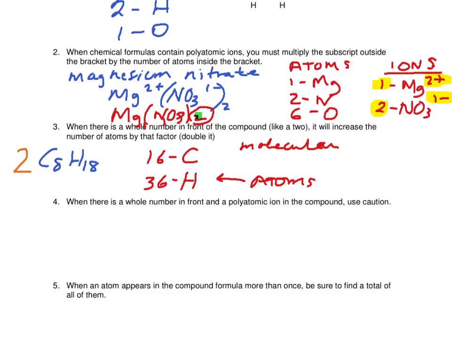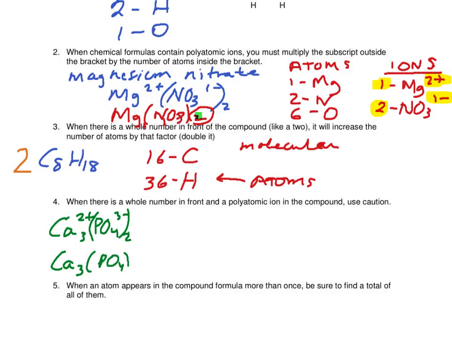Okay, number 4. When there's a whole number in front of the polyatomic ion in the compound, you've got to be careful. So, let's say we had a compound, calcium phosphate. Very common chemical compound. So Ca is a 2+, and phosphate is a 3-. Therefore, when you crisscross to balance this, you're going to need 3 calciums, and you're going to need a bracket around your phosphate and a 2. So Ca3(PO4)2, PO4 taken twice, is the finished formula for calcium phosphate.